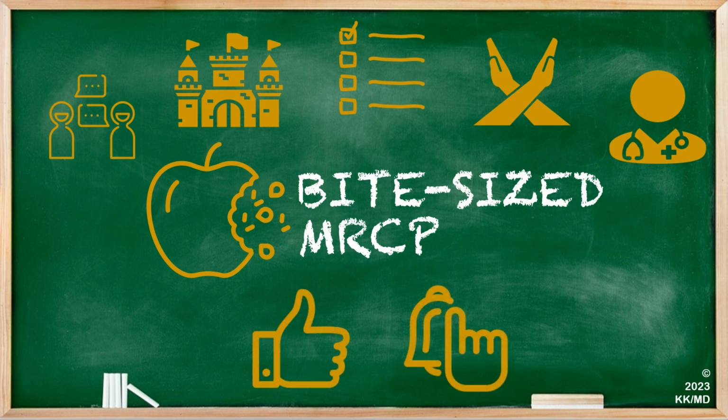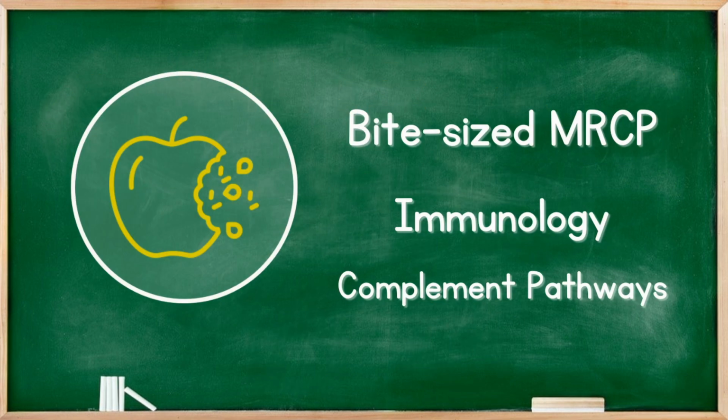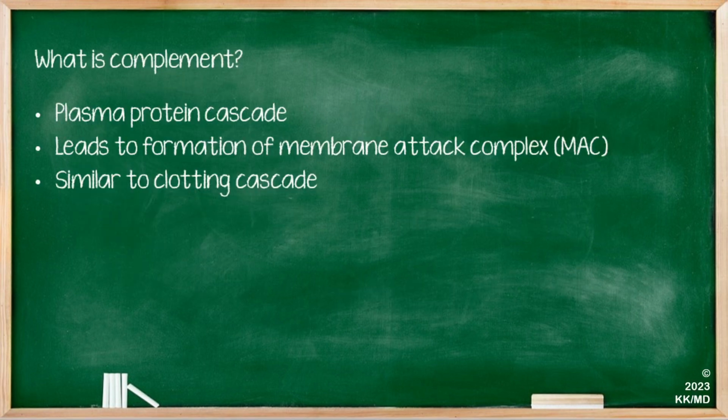Now, without further ado, let's get into today's topic, which is on complement pathways under the section of Immunology. So what is a complement? It is a plasma protein cascade that leads to formation of membrane attack complex, or MAC. It's really quite similar to the clotting cascade.